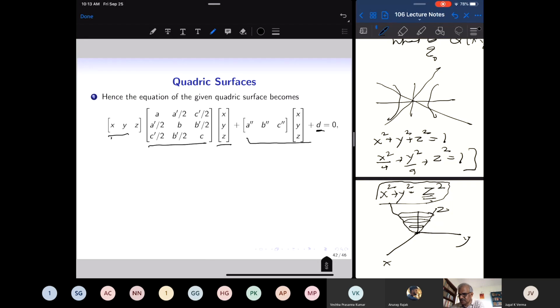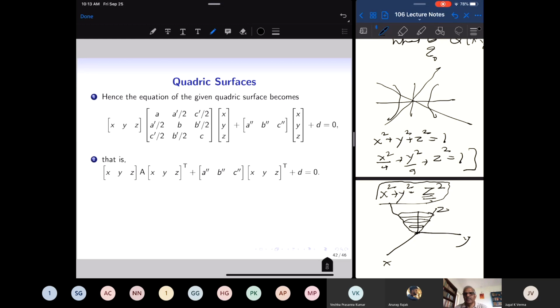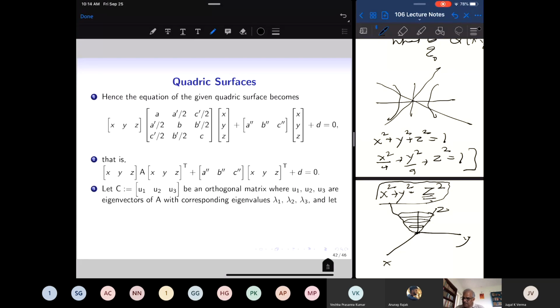We did the same thing for quadratic forms, quadratic equations in 2 variables. Now we are doing the same thing for 3 variables, writing it in matrix form. All right, so this is the matrix form, and we can diagonalize the real symmetric matrix. This is now a 3 by 3 matrix.